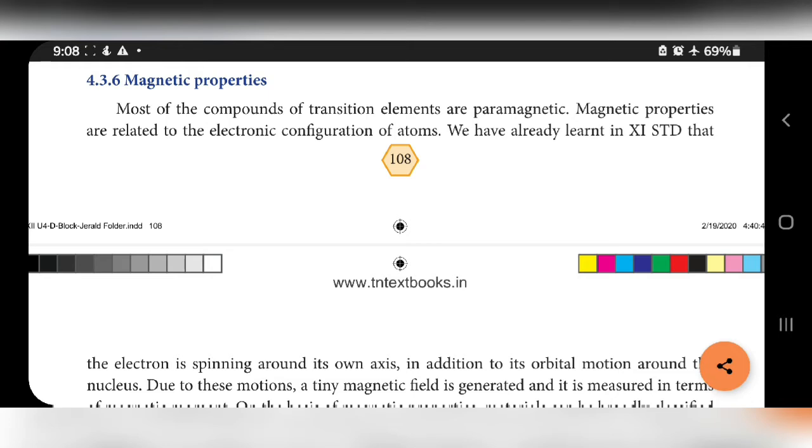Next topic, in the transition and inner transition elements lesson. Next topic, magnetic properties.